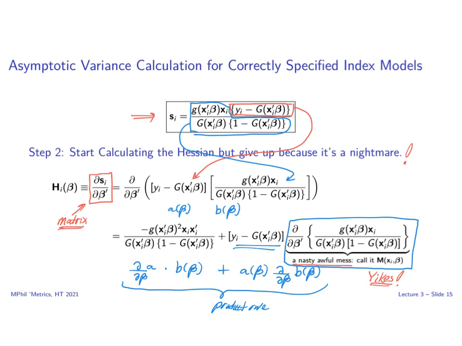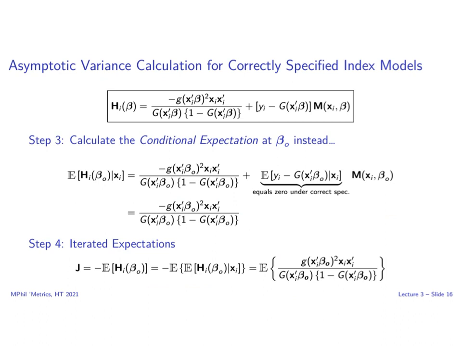So instead of calculating this derivative, I'm going to stop short and just give it a name. It's a nasty, awful mess, so let's define it as capital M for mess. It's a function of x and beta. And let's see if we can somehow avoid having to calculate this. So here's where the clever trick comes in.